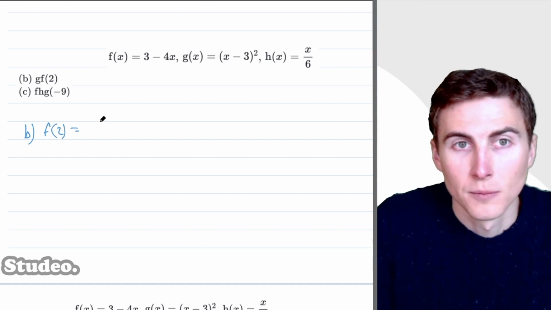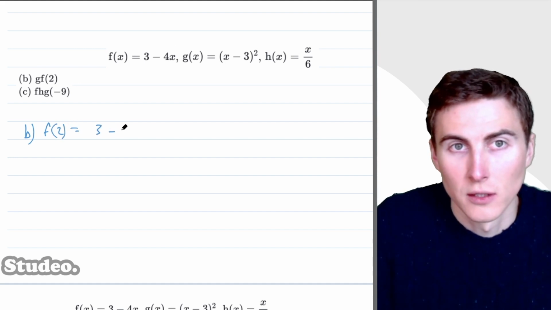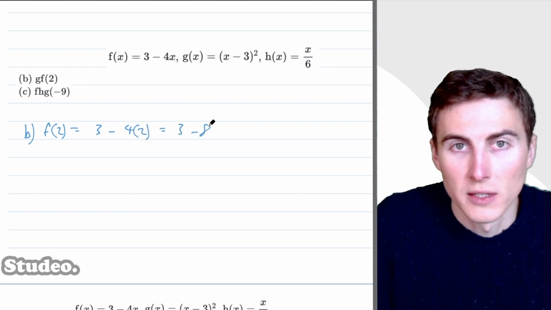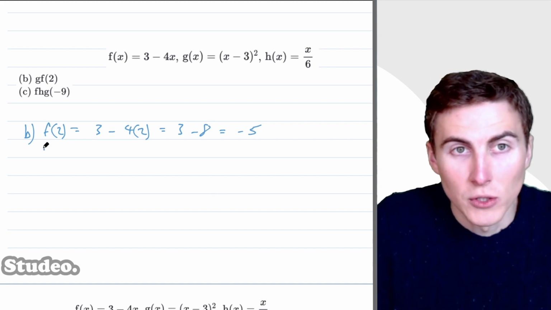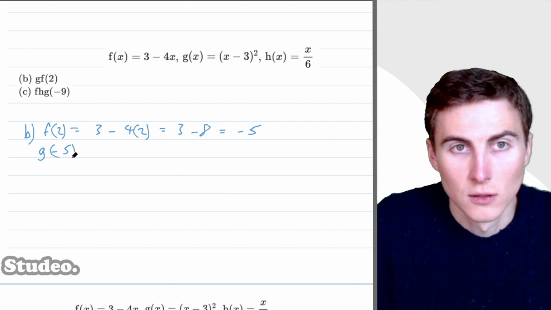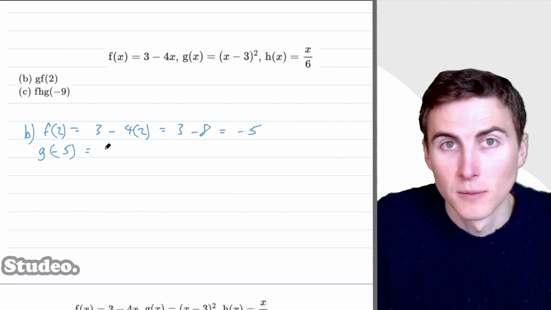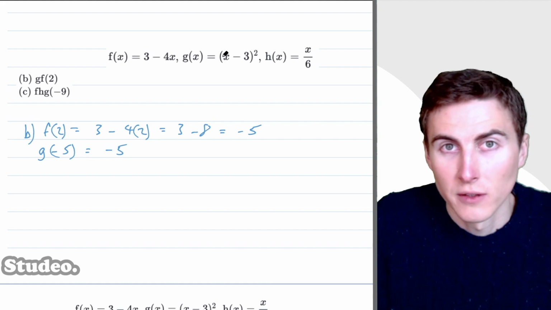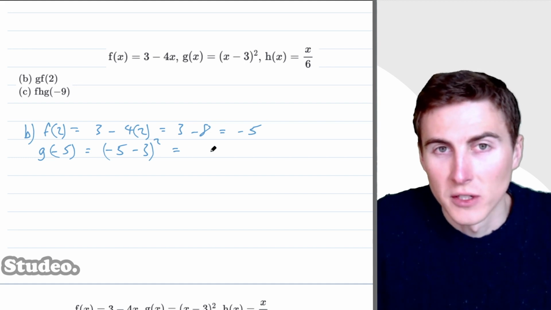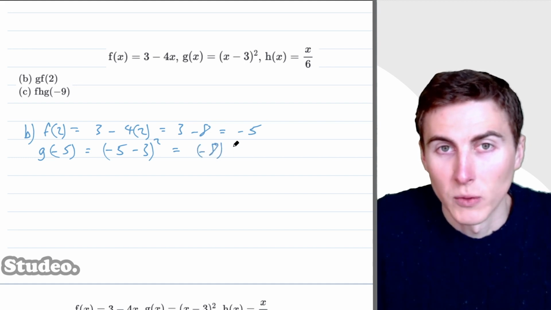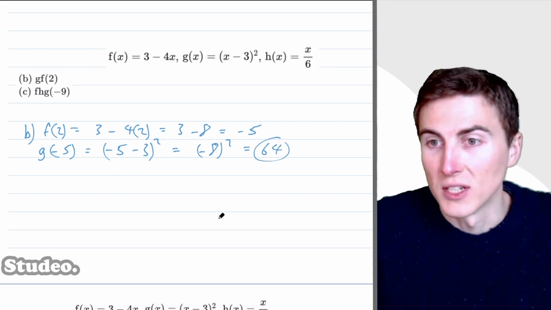So f of 2 means 3 minus 4 sets of 2, which is 3 minus 8, which is minus 5. And then we do g of minus 5, which is going to be minus 5 in place of x, minus 3, all squared. Minus 5 minus 3 is minus 8, and we square the minus 8, and that gives us 64. So 64 is our answer.